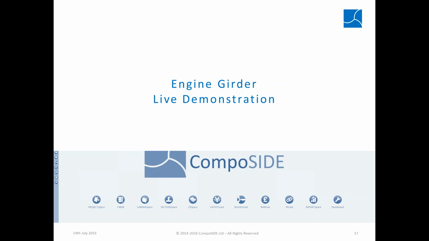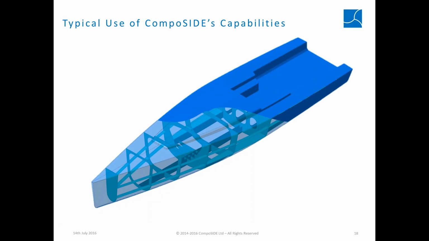Great, thanks Lorenzo. Okay, so before we jump into a live demonstration, I just want to go through what CompoSIDE can help you with in your project, in your vessel design. So we have our vessel. CompoSIDE can be used with YachtScan to create a preliminary design. So this is beams and panels, your ISO or GL scantling. It can also be used for detailed design.